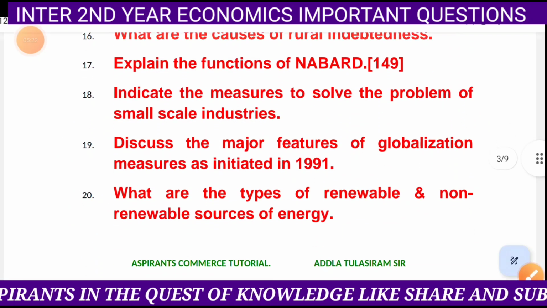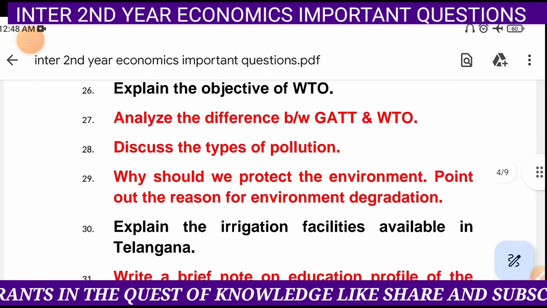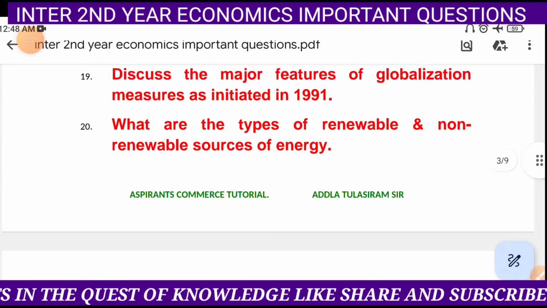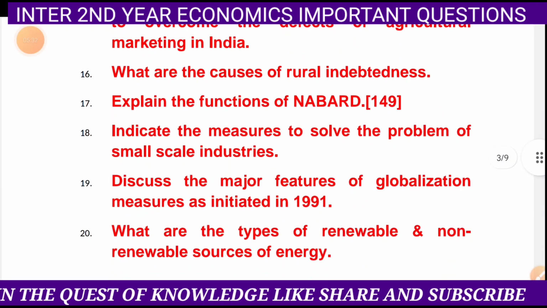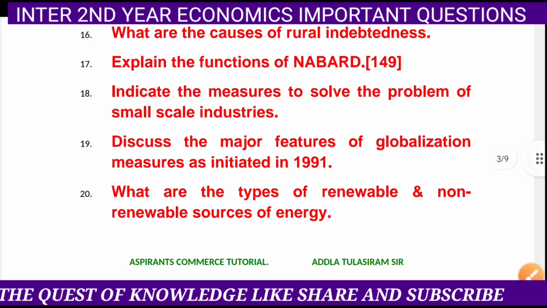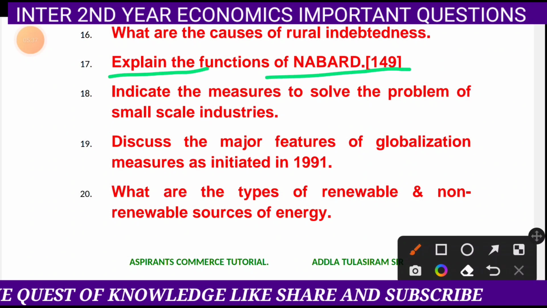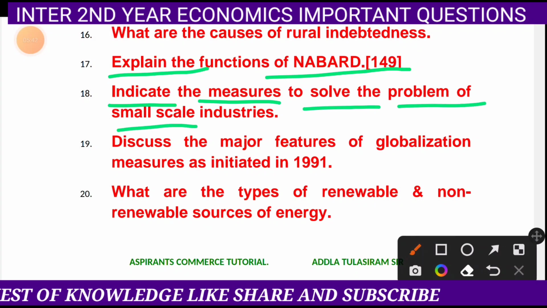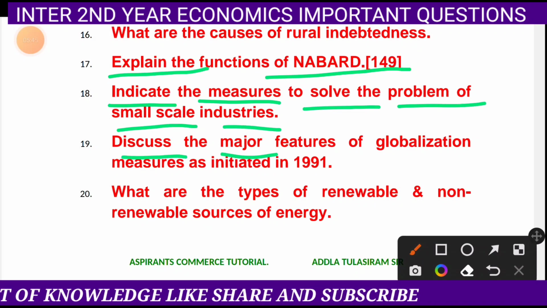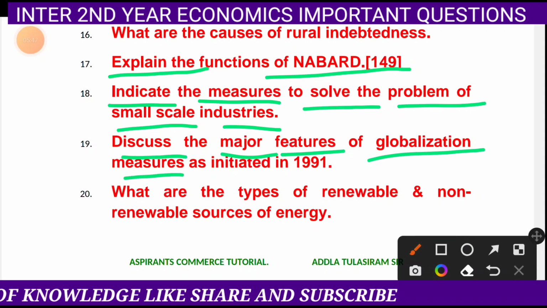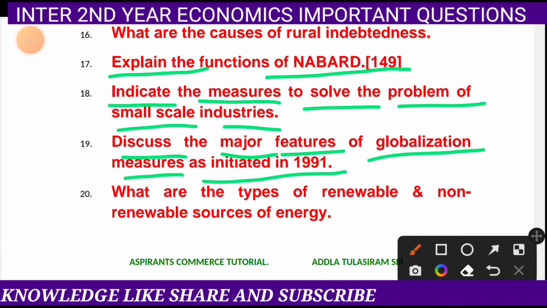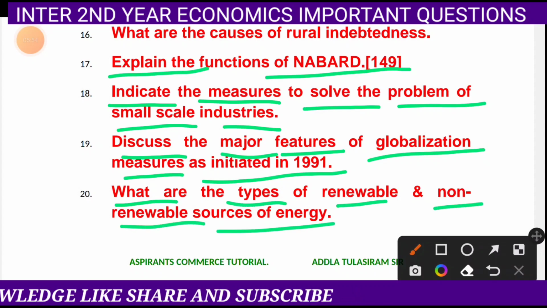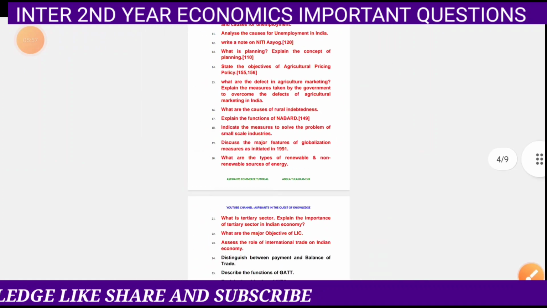And next, explain the functions of NABARD. Indicate the measures to solve the problem of small scale industries. Discuss the major features of globalization measures as initiated in 1991. What are the types of renewable and non-renewable resources of energy? These are the important questions.